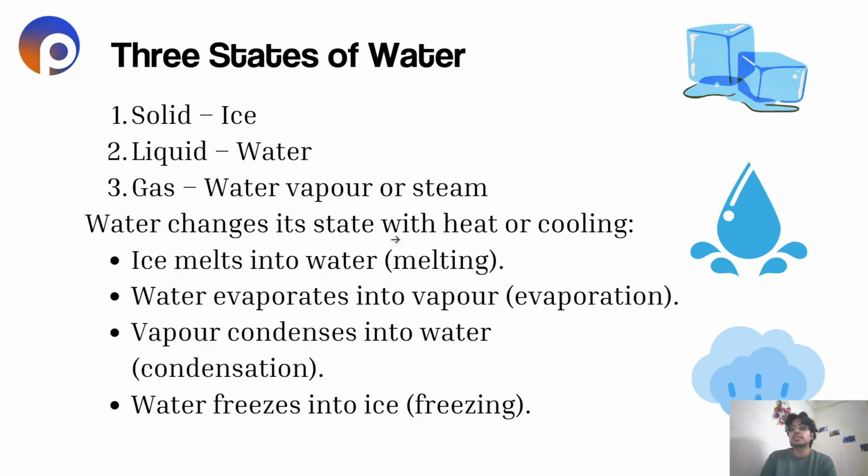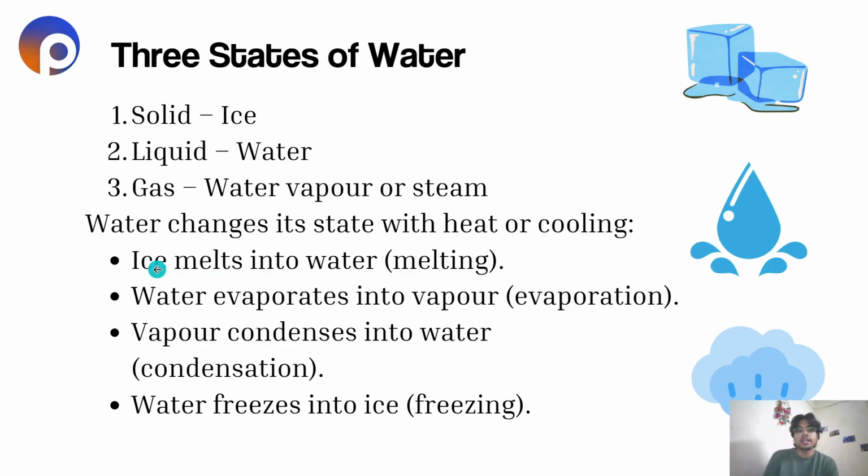Now water changes its state with heat or cooling. So water can change its state from solid to liquid and to gas. So how does this work? When we give heat to the liquid form of water, it will turn into water vapor or steam. But when we cool it down in the fridge, it will turn into ice. So either we need to apply heat onto the water, or we need to apply cooling onto the water, and it will change its state.